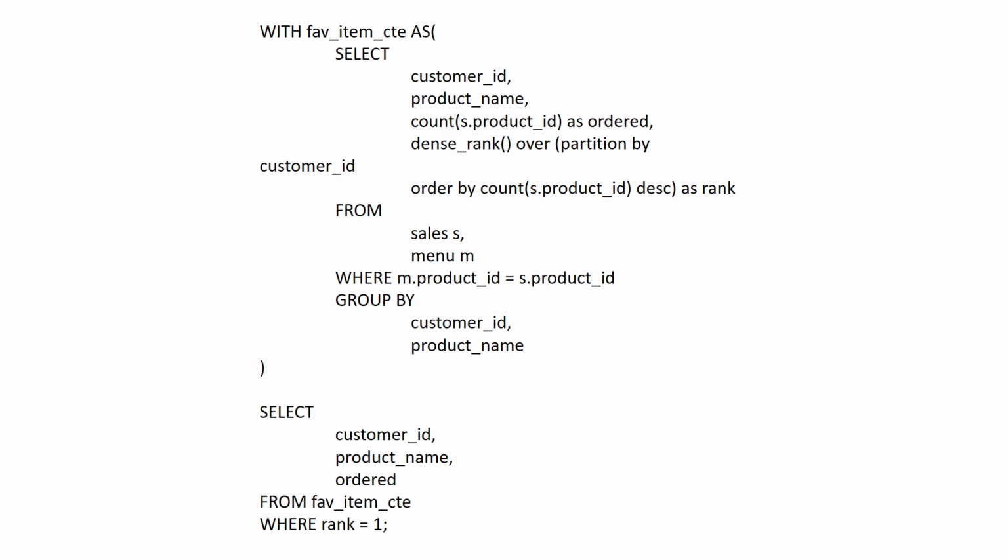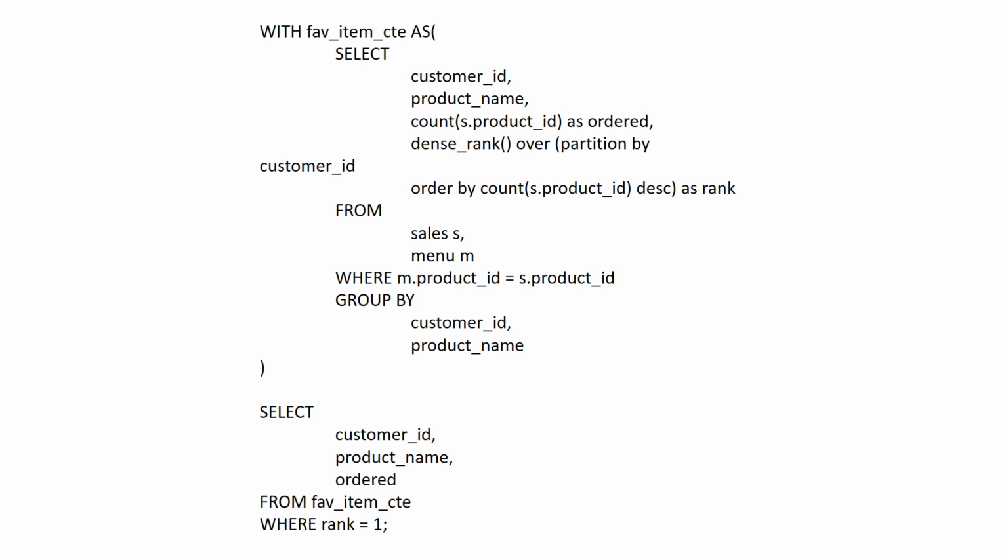So this is a SQL query. Select most frequently ordered item for each customer from a sales table and a menu table. Okay, so this query starts with a common table expression. The name is given as fav item CTE. This CTE defines a temporary result set that can be used in subsequent queries in the main query block.